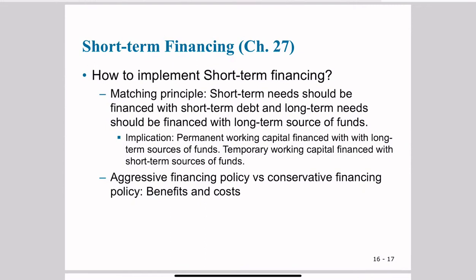And then a related topic is we discussed aggressive financing policy versus conservative financing policy. Aggressive financing basically means you will finance everything with short-term debt. Conservative financing means you will finance everything with long-term debt. And then there are pros and cons between these two approaches. If you're aggressive, if you're using short-term debt to finance everything, it means you will have a cheaper cost of debt capital, because short-term debt is cheaper compared with long-term debt.